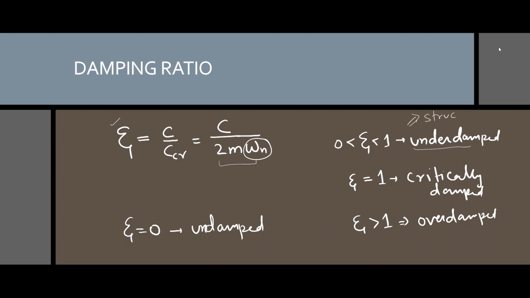Most structures are under damped, so there would be vibration or oscillation in the building. The oscillation will die out with time. And when critically damped, the oscillation gets ceased, which means it gets stopped.